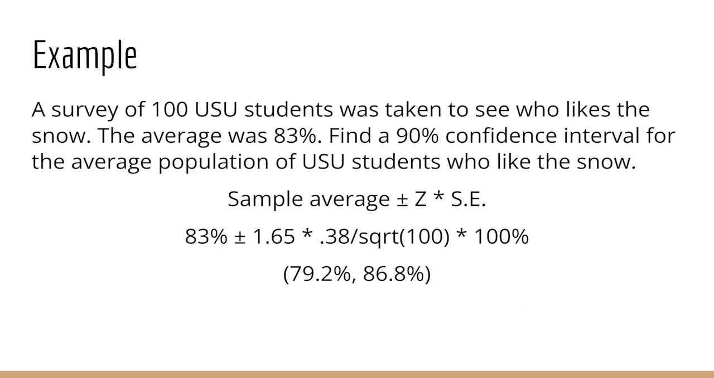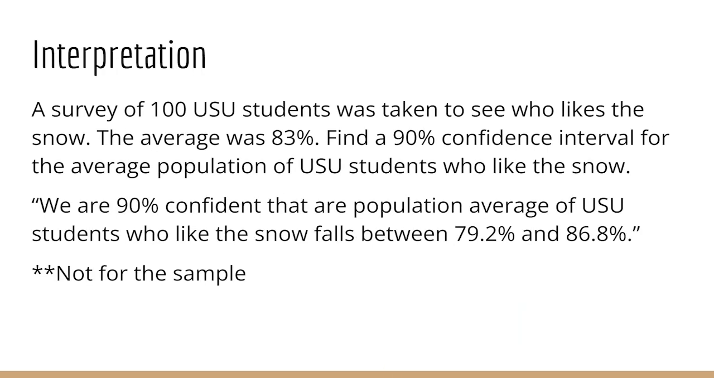But what does this mean? To write the interpretation of this, we take what our confidence interval was and say that we are 90% confident that our population average of USU students who like the snow falls between our interval, which was 79.2% and 86.8%. Note that this is not for the sample; we built our confidence interval for the population average, not based on what another sample would be.